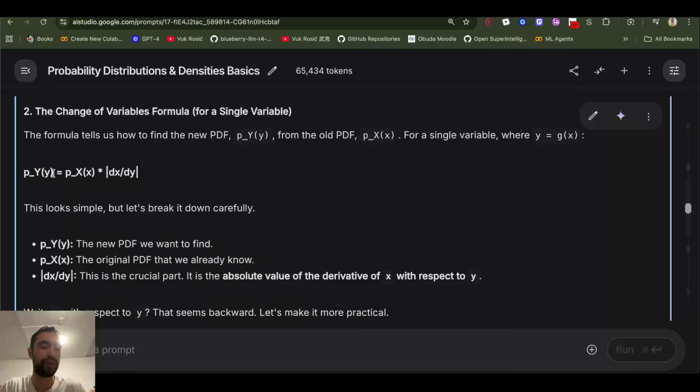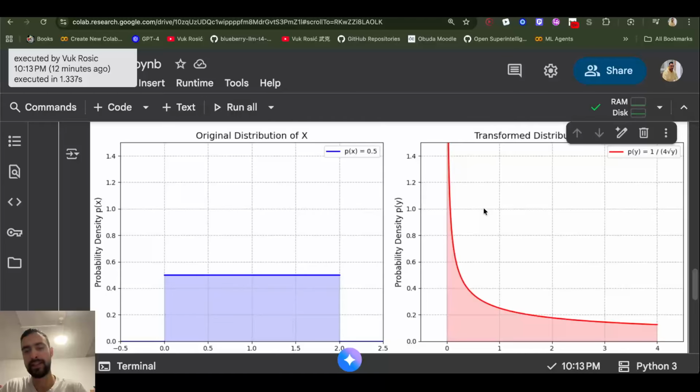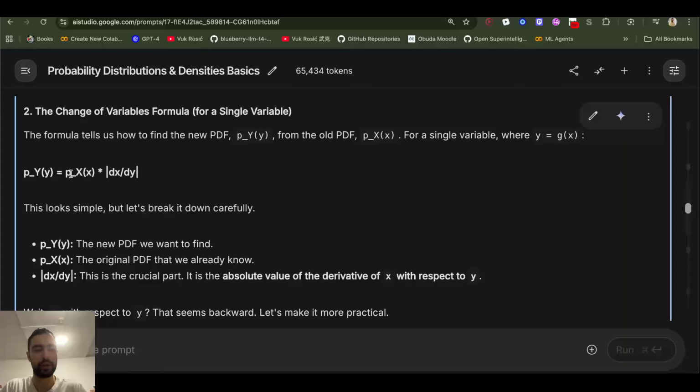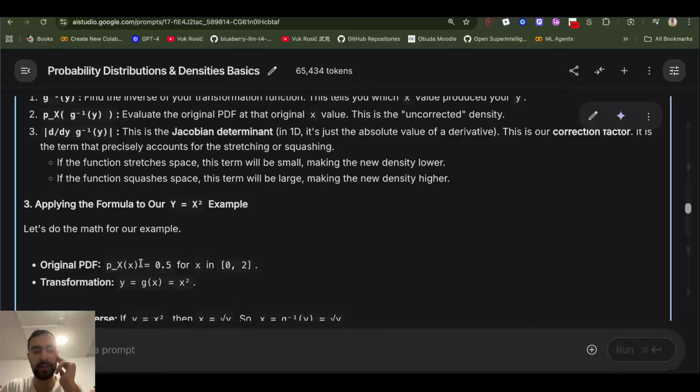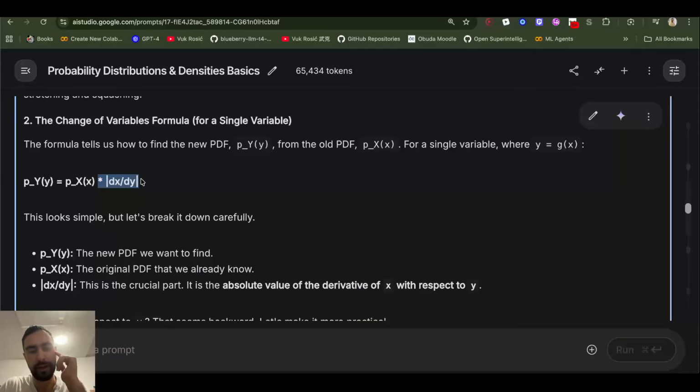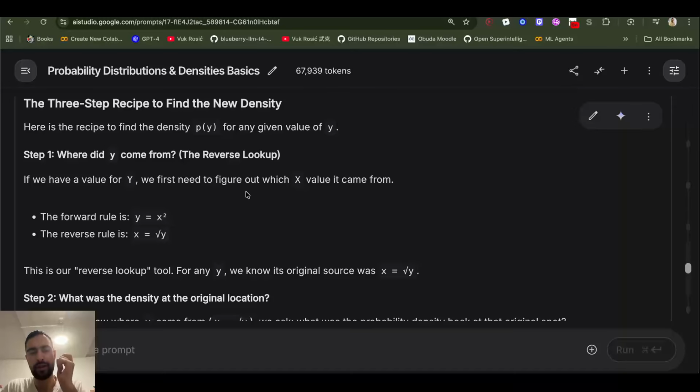So we have the new function that we want to find. It's this function p of y that we just drew, the probability of y, the random variable. That's going to be equal to the original function, which is just equal to 0.5 for x between 0 and 2, and 0 for other x's outside of this range, times the absolute value of the derivative of x with respect to y. Now let's see this on an intuitive step-by-step example to understand this function better.